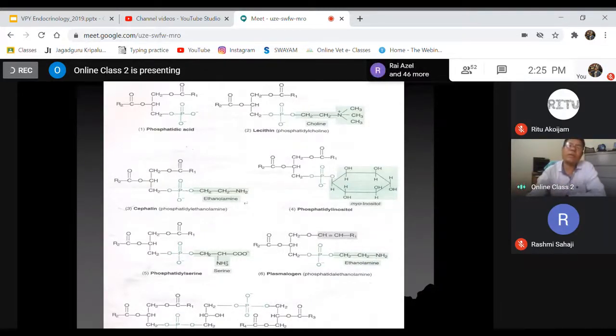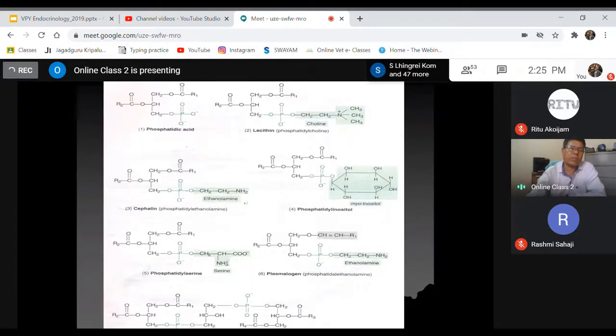And then, here, since this molecule is called choline, the name of this phospholipid will be phosphatidyl choline. The common name is lecithin. Next, the cephalin. If you see here, the alcoholic group present here is ethanolamine. So the chemical name will be phosphatidyl ethanolamine.